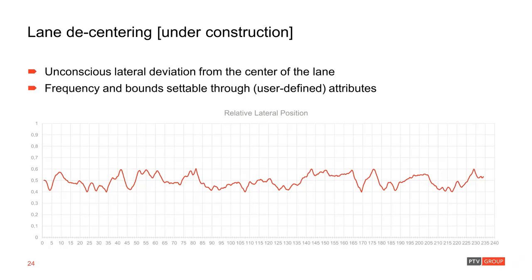You might know that the lateral position of the vehicle is usually defined in Vissim as a relative position, with 0 being the total right edge of the lane and 1 the left edge, and 0.5 is the center of the lane. And here in this case we have a lateral deviation of up to 1/10 of the lane width in both directions, so between 0.4 and 0.6.